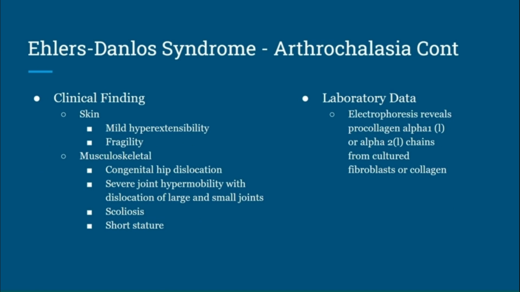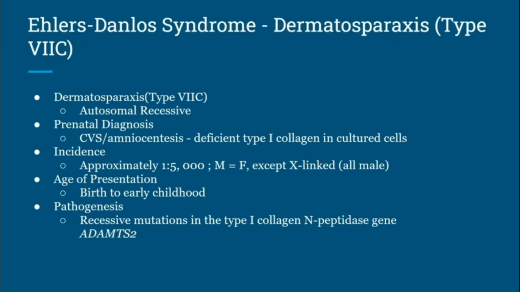Therefore, the issues you're going to see are going to be bony joint-like issues, right? Collagen 1 is a primary unit of bone, so you're going to see congenital hip dislocation, severe joint hypermobility, and dislocation of large and small joints. May see scoliosis and short stature as well.